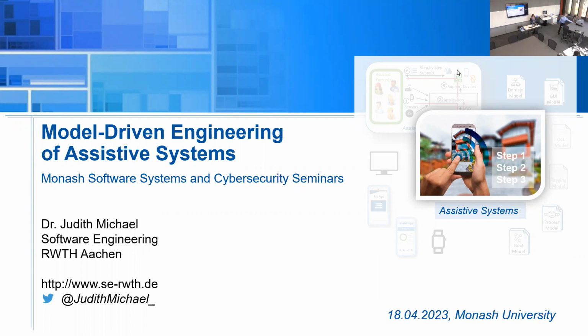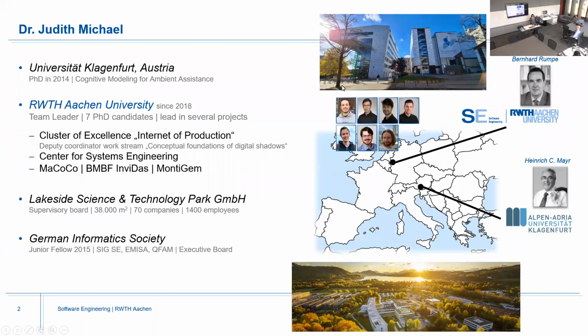Maybe I'll introduce myself a little bit at the beginning. I did my PhD in Austria. So I'm Austrian, next to the Italian and Slovenian border. Here at the bottom, you can see a picture of my nice hometown next to the lake. I did my PhD about cognitive modeling for ambient assistance in an ambient assisted living project.